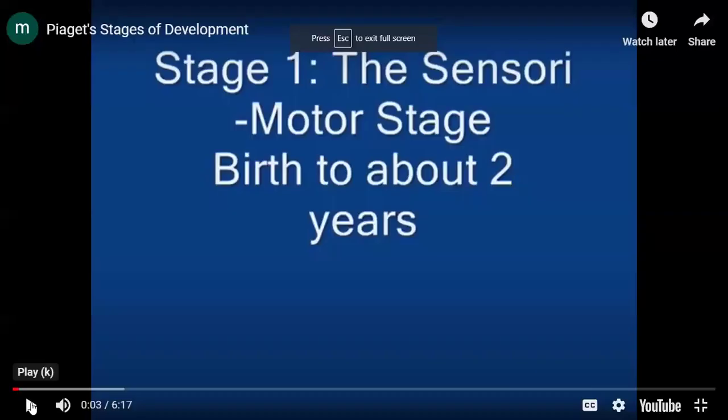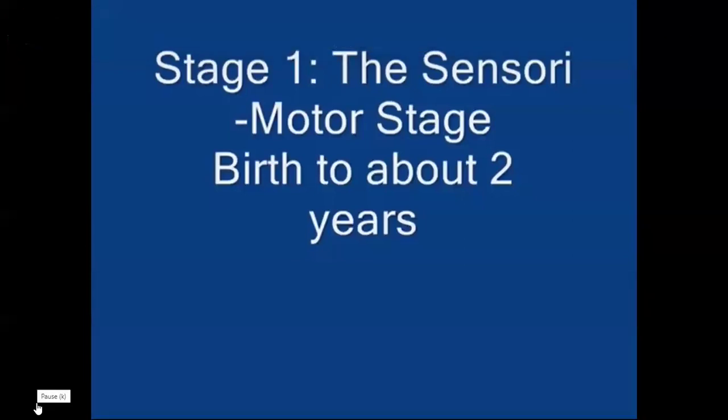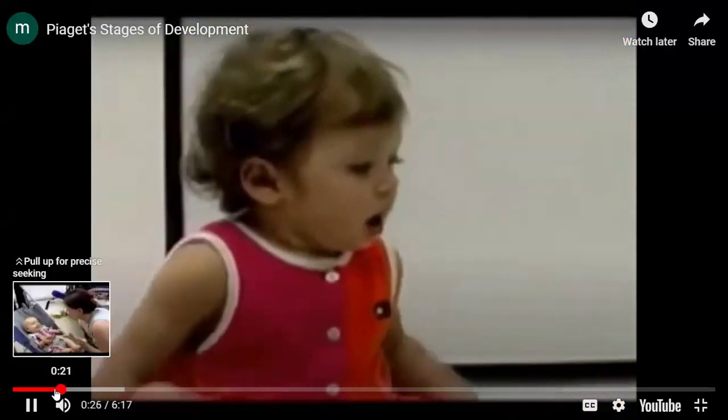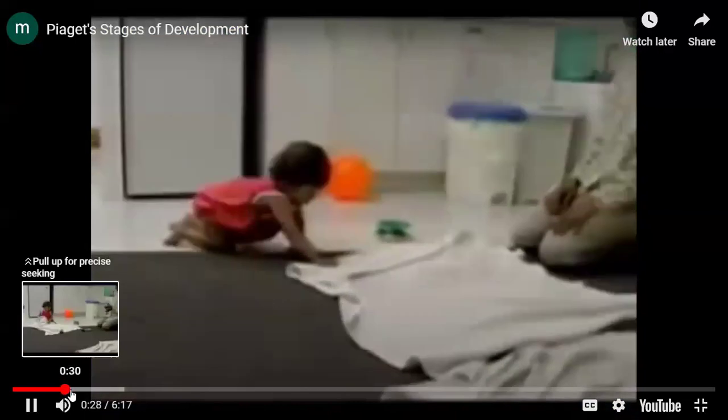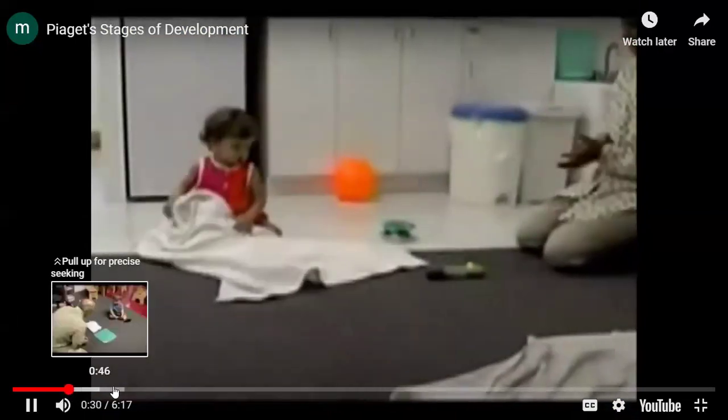Can you see? Important concept. Object permanence. Can you hear? Everything has a life of its own, even if it is.